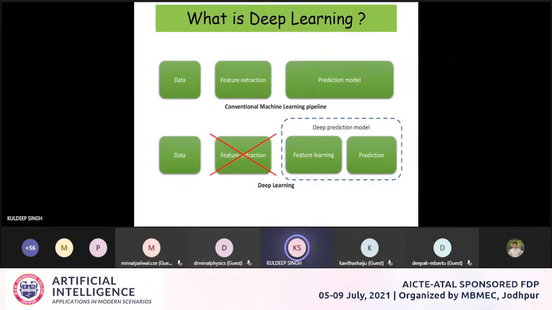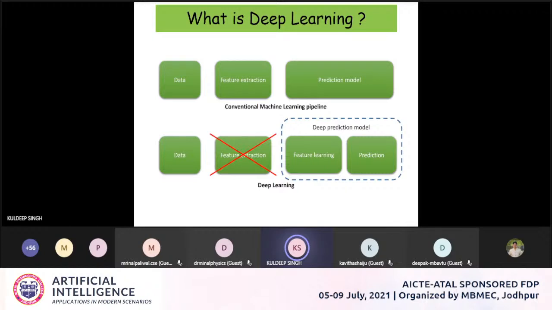So as I was telling you, the conventional machine learning pipeline has a dedicated feature extraction step. However, in the case of deep learning, the feature learning or feature extraction part is a constituent of the model itself.